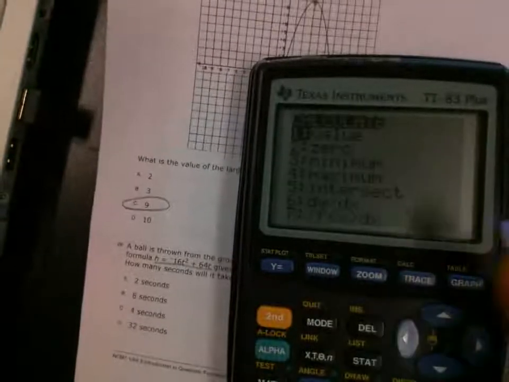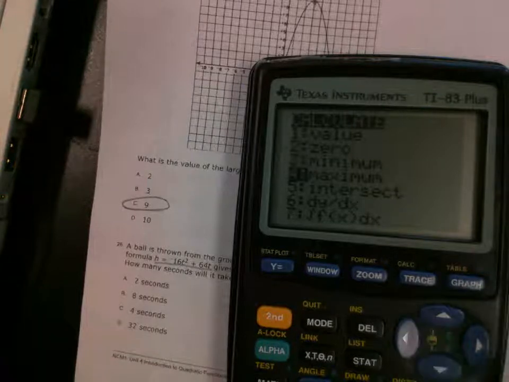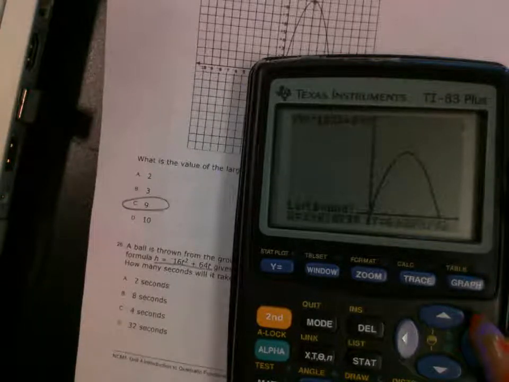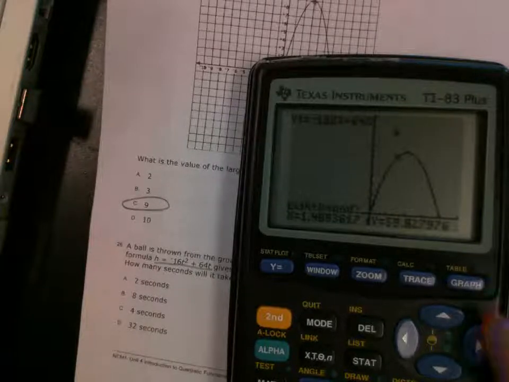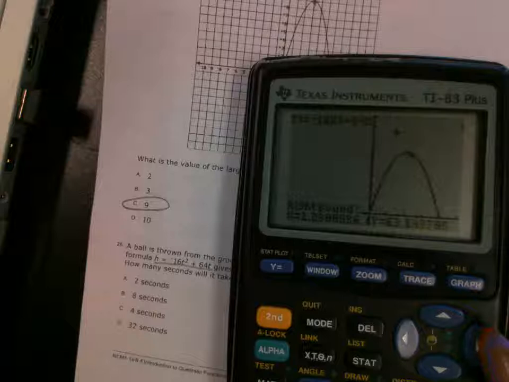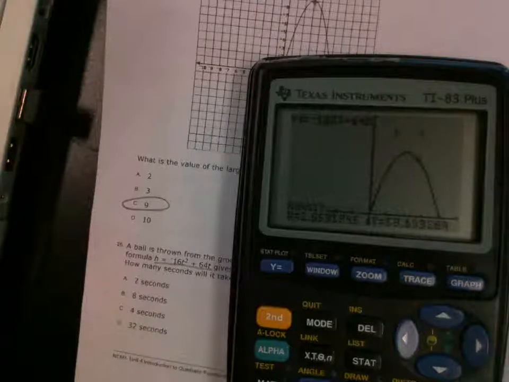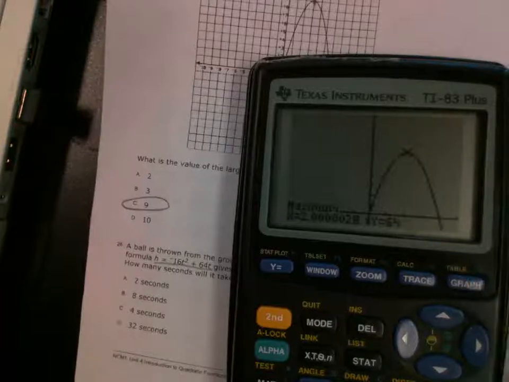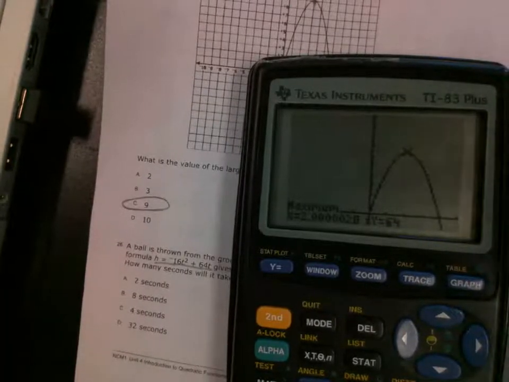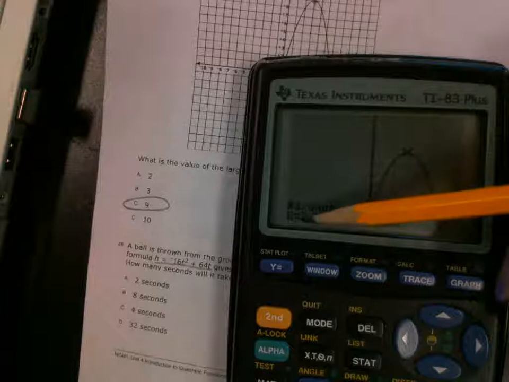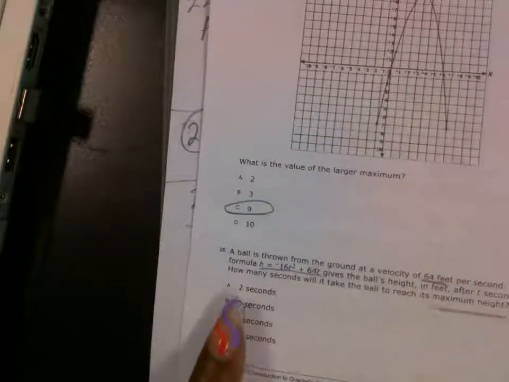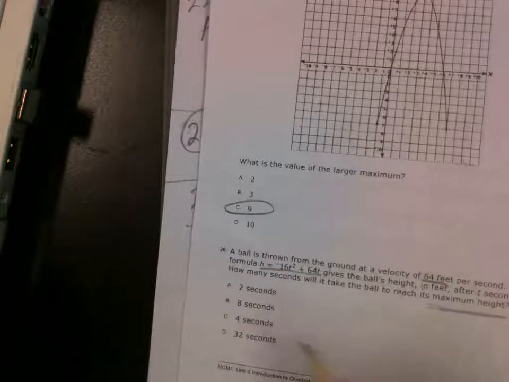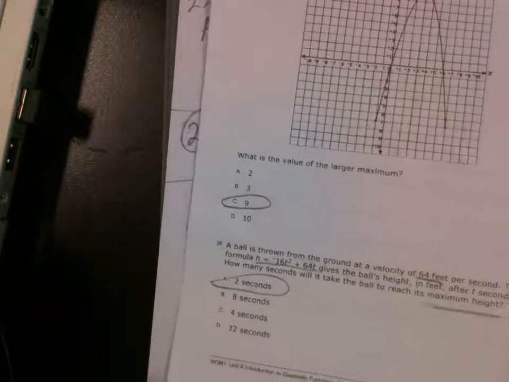So let's go second, trace, and maximum. We're going to go on the left side over here, and then right side over here. And that's going to give us 64. So how many seconds did it take? It took 2 seconds to get to 64. So the answer here is 2.